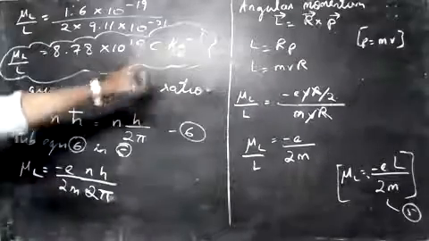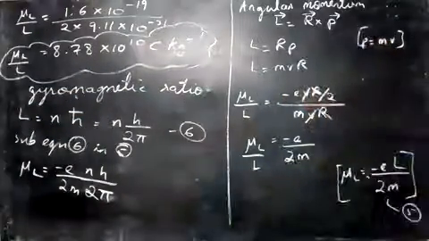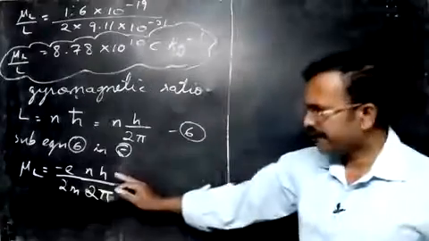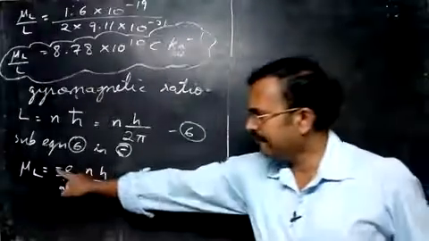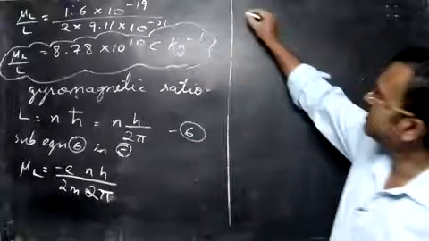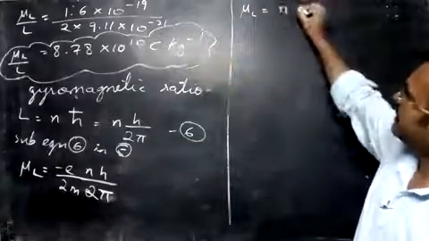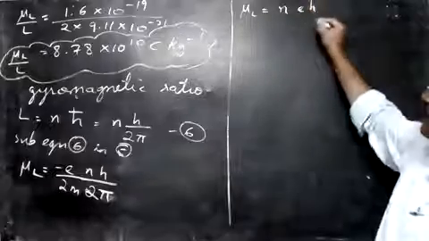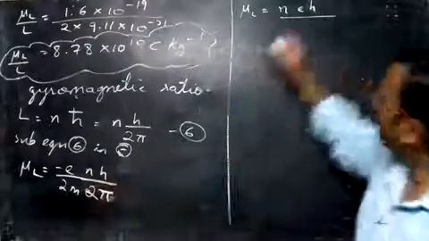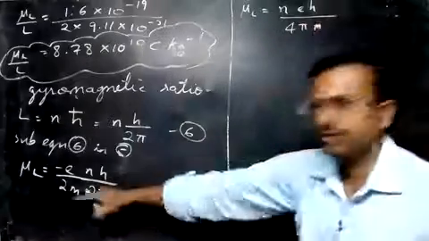Let us now take the magnitude only. We do not take the minus sign, because we need numbers only. Let us rearrange and write this. So we get mu L is equal to n e h, divided by 2 times 2 is 4, pi, and m. So mu L equals n e h by 4 pi m. You can rearrange, right?